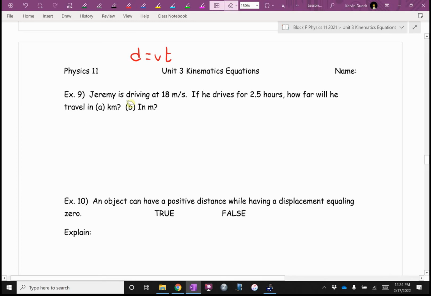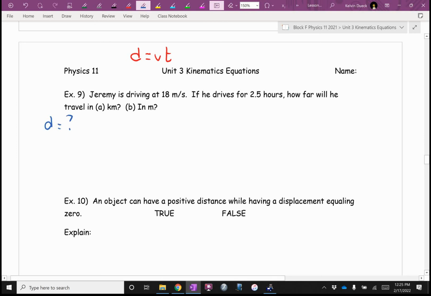So Jeremy is driving at 18 meters per second. If he drives for 2.5 hours, how far will he travel in kilometers and in meters? Okay. Jada, what's this asking me to find? How far, which of these three physics concepts is how far? Distance or speed or time? So I'm going to write D equals question mark.